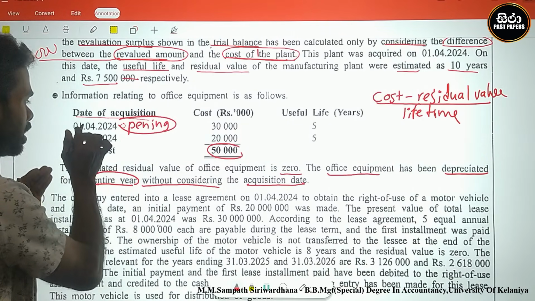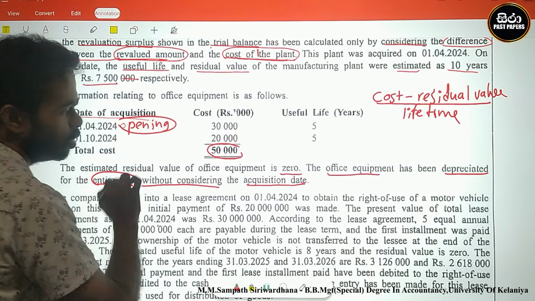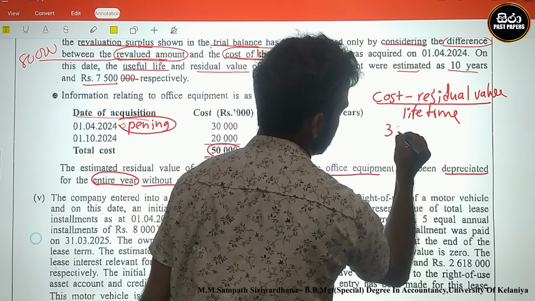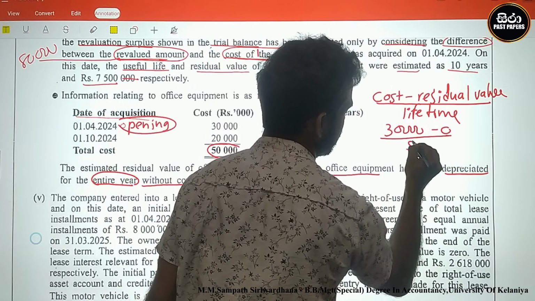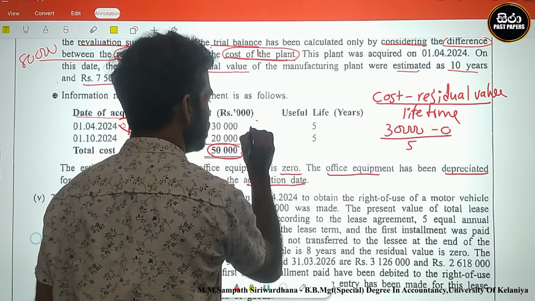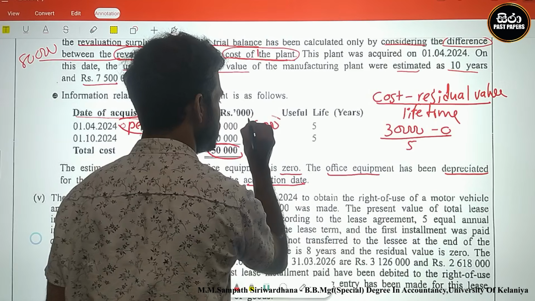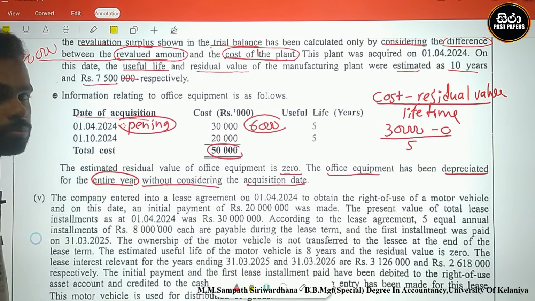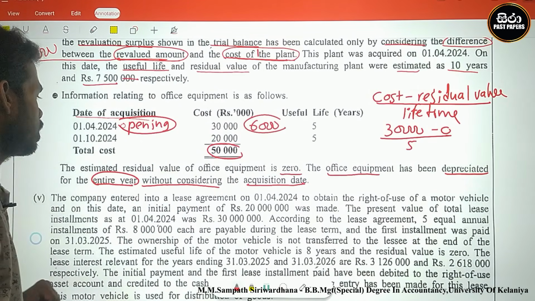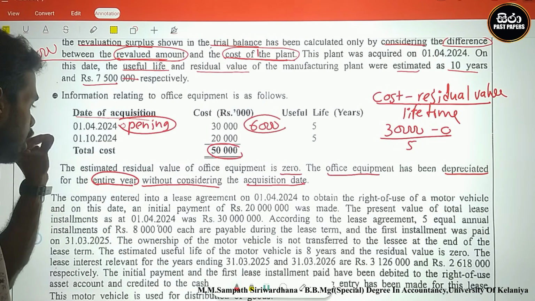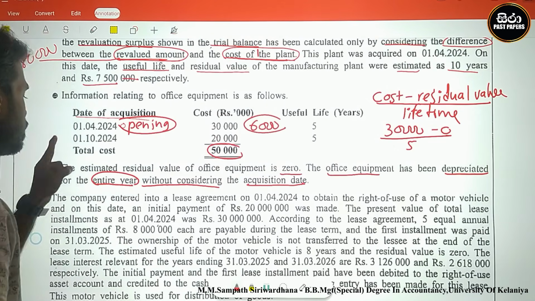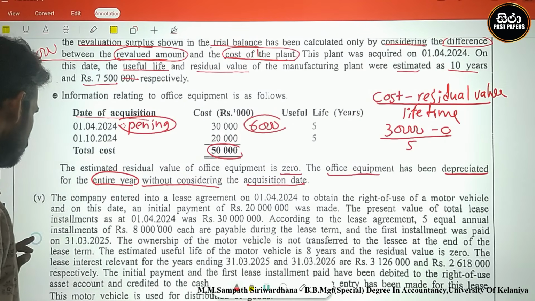Therefore, we can calculate the annual depreciation for 30,000. 30,000 minus residual value of 0, divided by 5, is 6,000. 6,000 is the annual depreciation for this one. After that, the next asset was acquired after a 6 month period, on 1st October 2024.